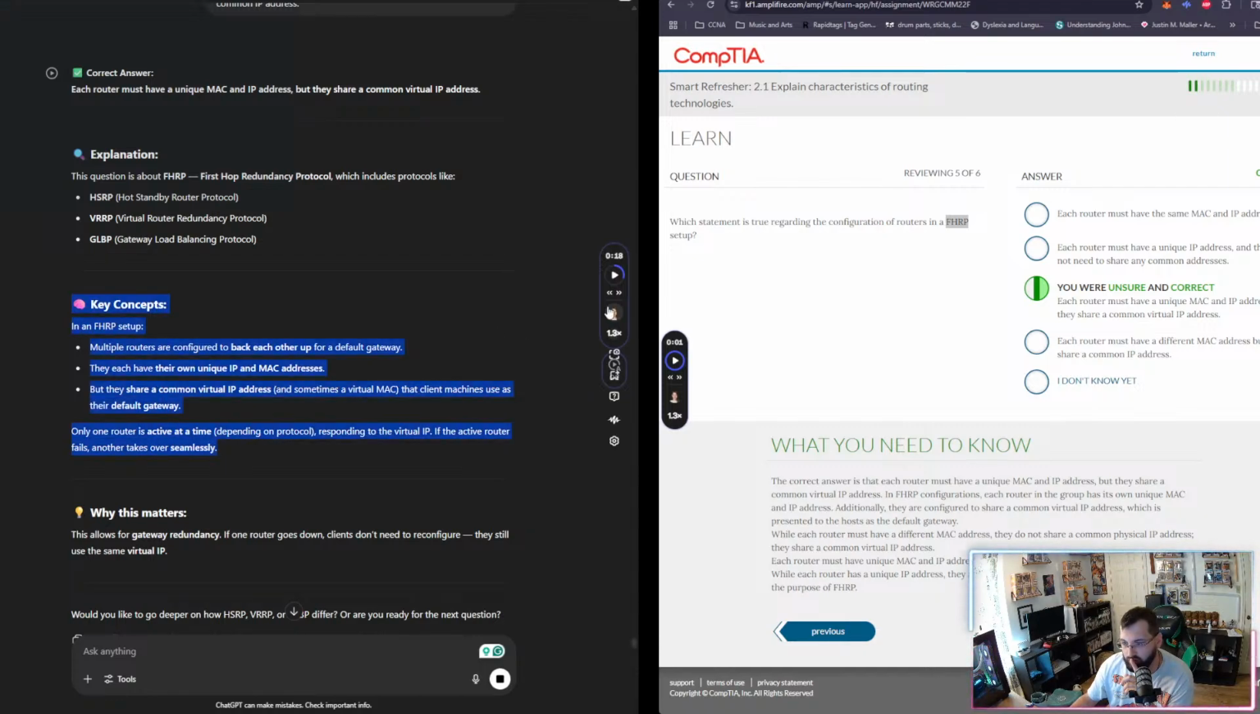Okay, we'll read this and then we're going to keep going. Key concepts. In an FHRP setup, multiple routers are configured to back each other up for a default gateway. They each have their own unique IP and MAC addresses, but they share a common virtual IP address, and sometimes a virtual MAC, that client machines use as their default gateway. Only one router is active at a time, depending on protocol, responding to the virtual IP. If the active router fails, another takes over seamlessly.